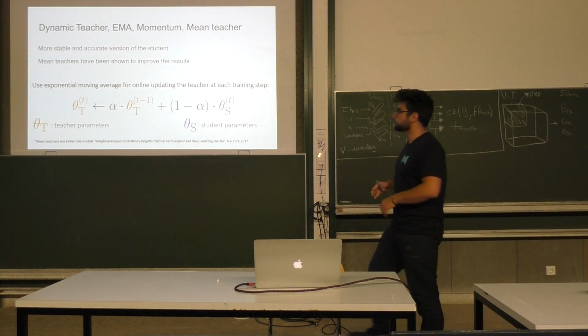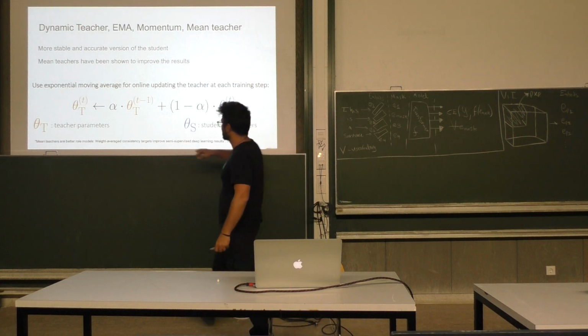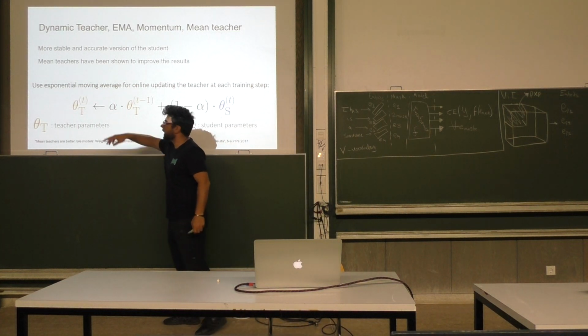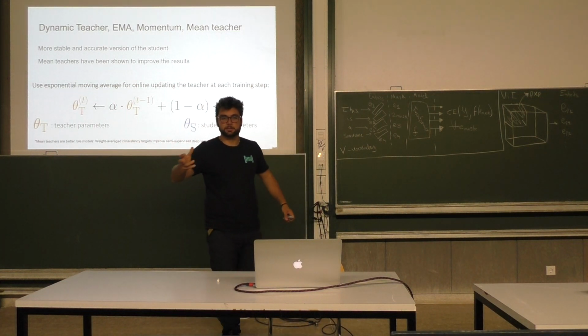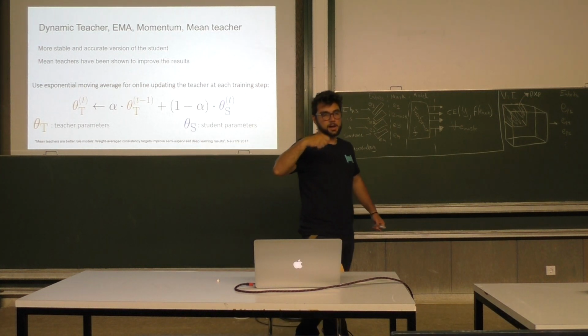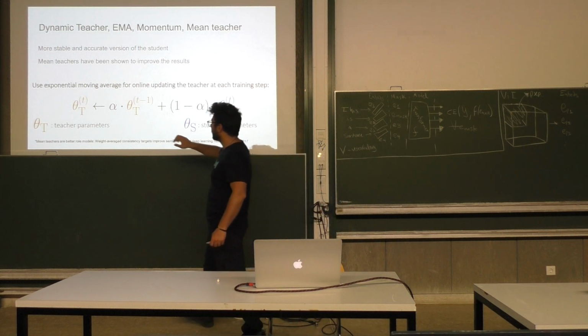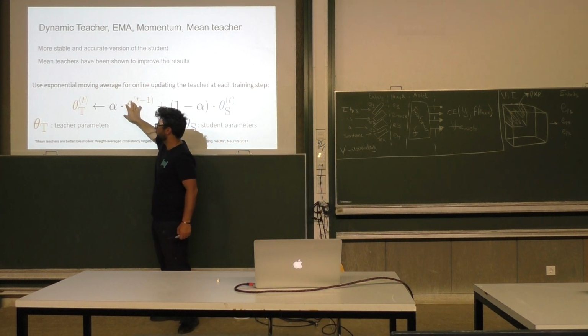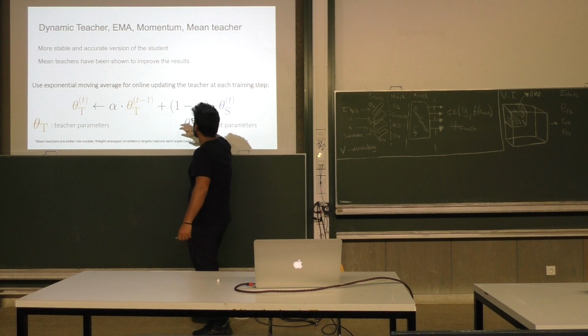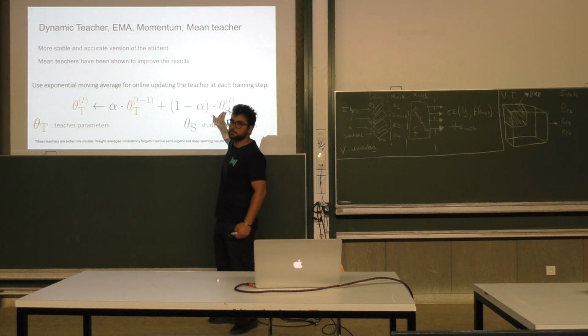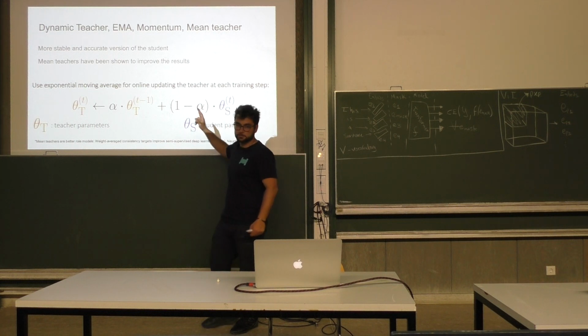So, how to build a dynamic teacher? We take the exponential moving average over the parameters. This hyperparameter alpha is usually 99%, and the larger the alpha parameter is, the more we upweight the previous mean and downweight the current iteration. So for the current minibatch, this is the update from each iteration for each minibatch.